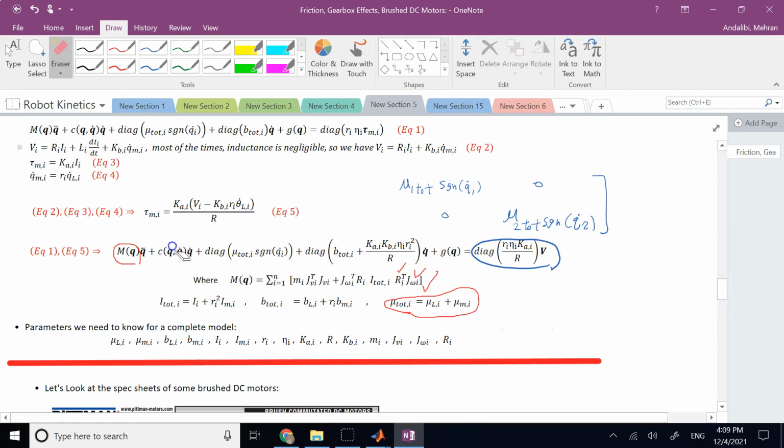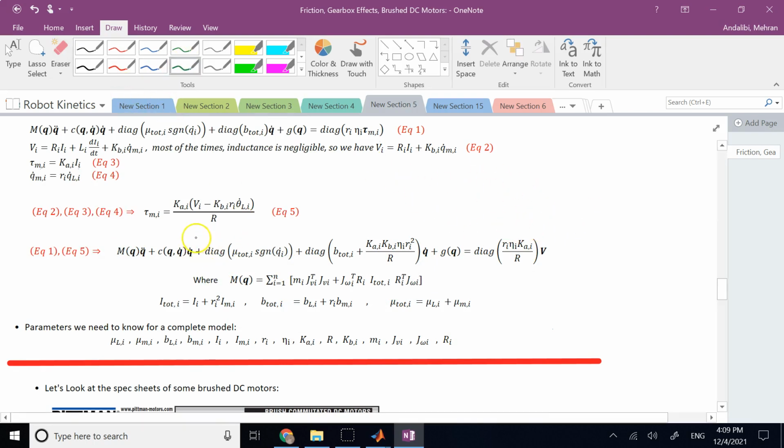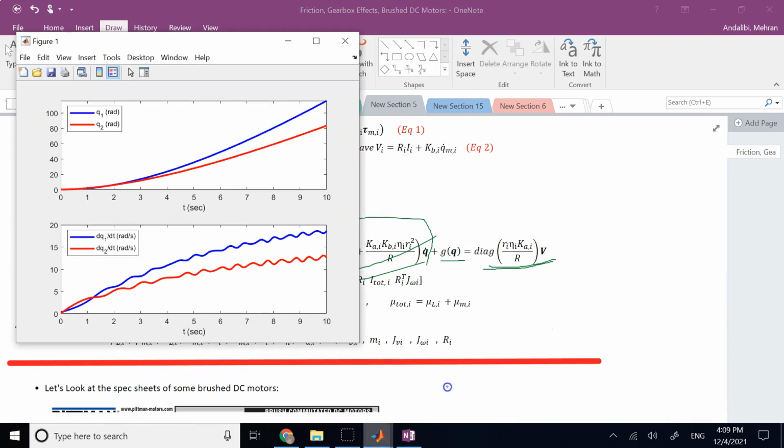So when Q dot is small, literally some of the terms here in these equations are negligible. One of them is this, one of them is this. Okay, so you're really down to some very small Coulombic frictions and some gravity terms, other than the input voltages. But when Q dots get bigger, now these two terms show their effects and they cause all of those oscillations that you see in the motion.